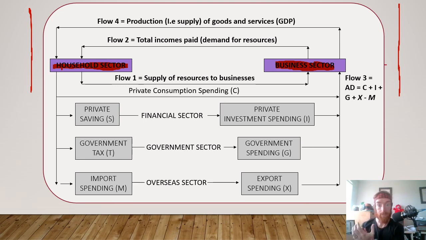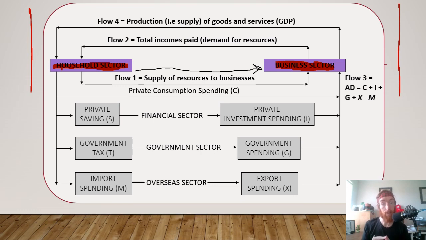We always talk about what households provide to businesses, and most of the time people tend to just jump to labor. Labor is one of the most common ones, so that's fair enough, but we talk about it as being the supply of resources to the business sector. So we'll see here that the households provide resources to the business sector, and it goes that way. Those resources can be more than just labor.